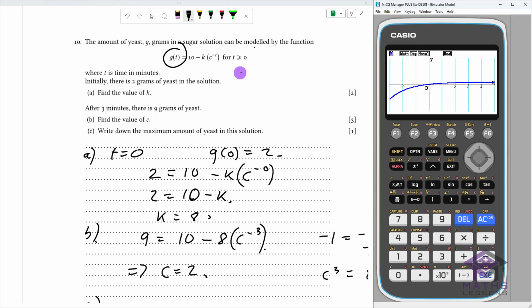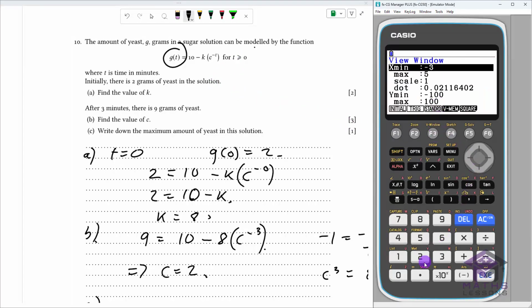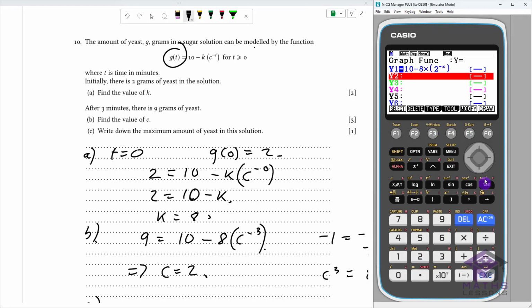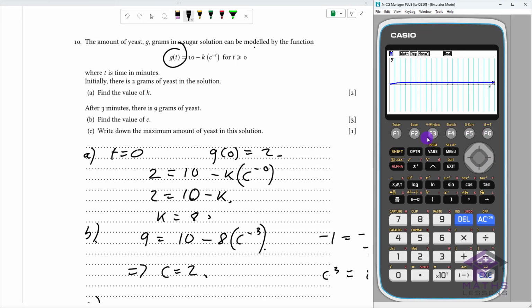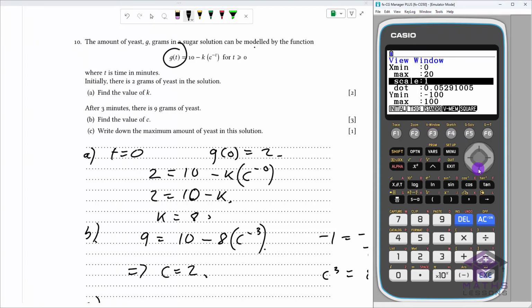Now, we know that it is for t is greater than or equal to 0. So let's just change our view window. So our x min is 0. Let's put in a little bit longer than 5. Let's put in about 20, just for good measure. As I say, we probably don't need a y min of minus 100. We definitely don't need a y max of 100. So let's just do view window and change those into, let's go minus 1. Let's try 10 here, see what happens.